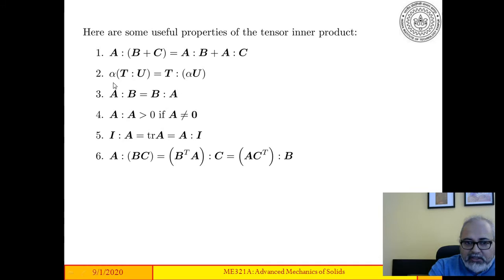This is important, that it doesn't care about the order in which these two things are multiplied. This is also important for us, that if you contract a tensor with the identity tensor, you get the trace of the tensor. So the rest are kind of obvious and can be easily proved. I'm not going through them. Please look at them, try to prove them if you want to know these kinds of quantities a little better.